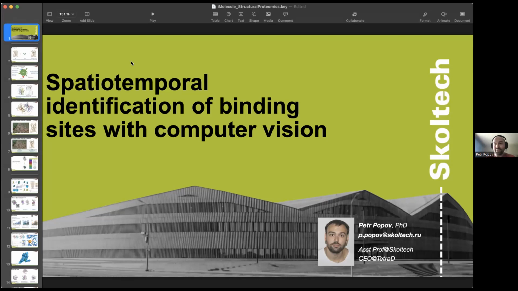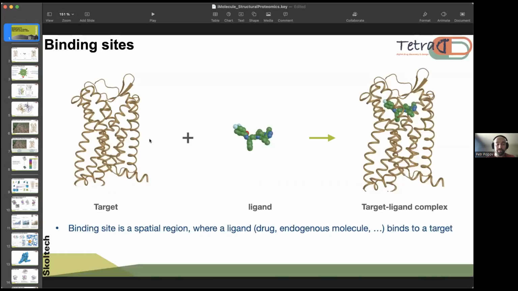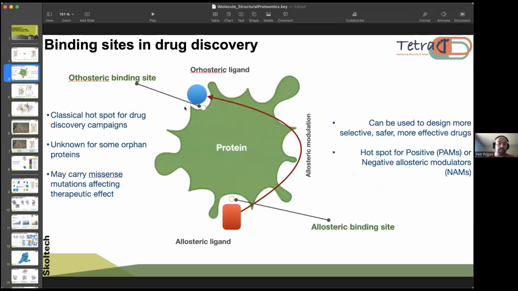So saying that, let's switch to my talk about spatiotemporal identification of binding sites with computer vision. Just basic notions. What is a binding site? We have the target, which in most cases is a macromolecule, typically a protein, and we have a ligand, which can be a drug candidate or an endogenous molecule. When they interact, the interaction takes place not over the whole surface of the protein, but in a specific spatial region in the protein structure. This spatial region is called the binding site. In drug discovery, that's an important concept.